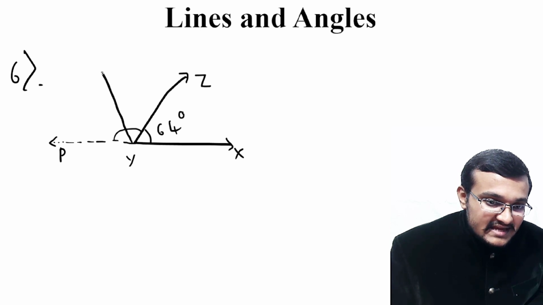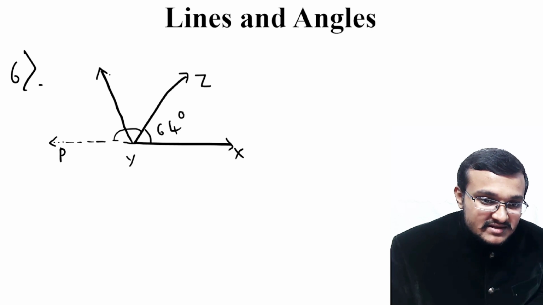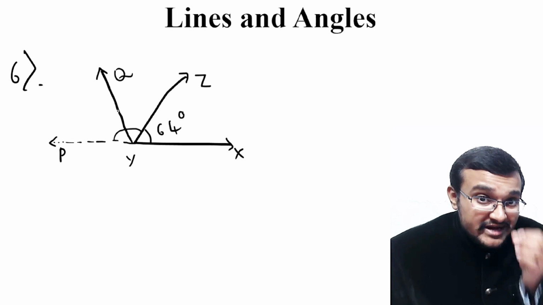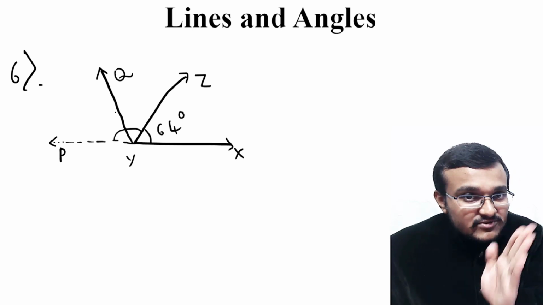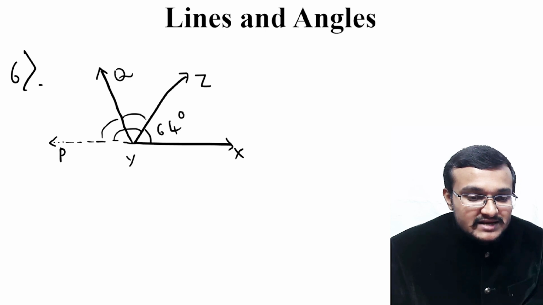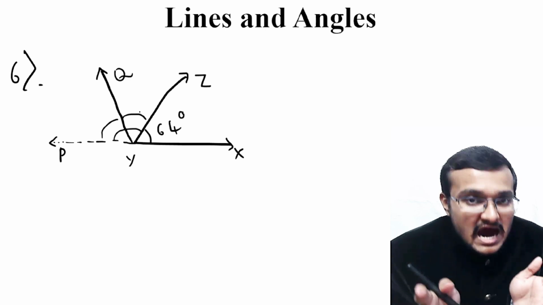So that means one ray is bisecting this particular ZYP. This ray you can call as YQ. So here this is bisecting. Bisecting means it is exactly dividing these two angles, it is exactly dividing this angle into two halves.